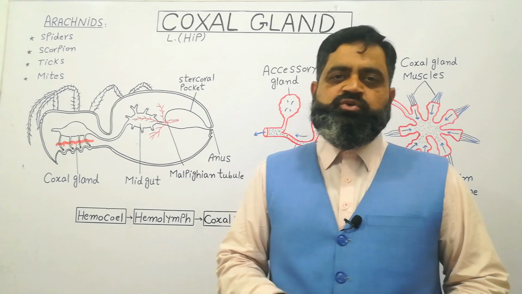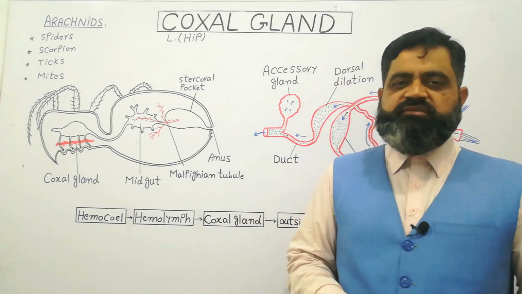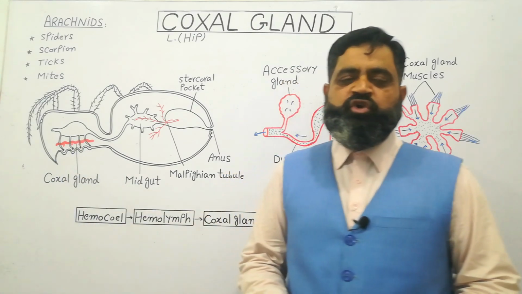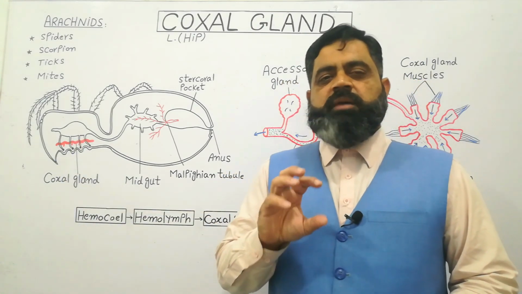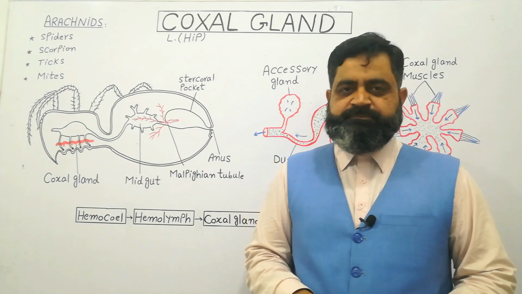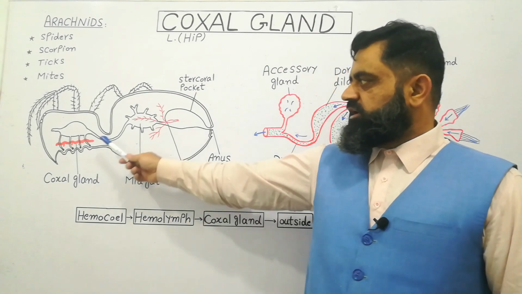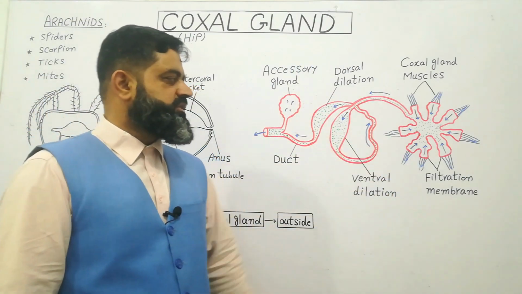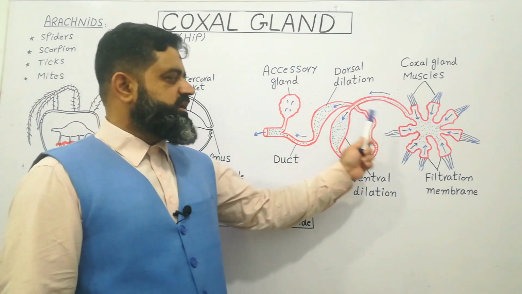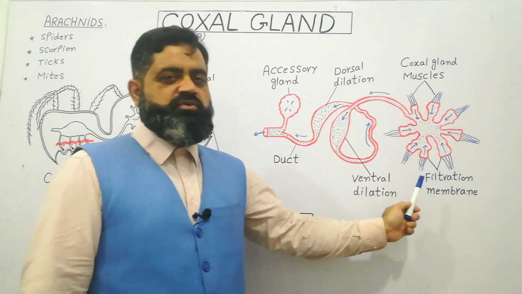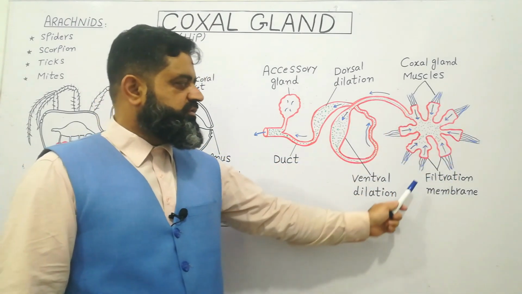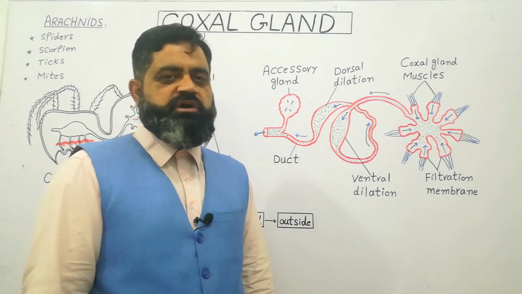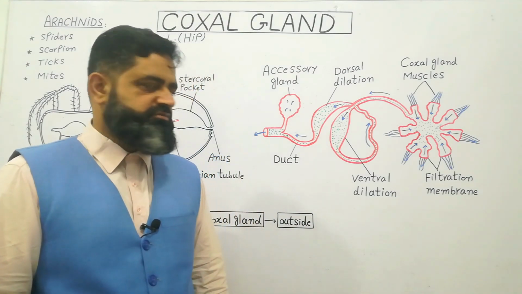But in addition to Malpighian tubules, they also have another gland which is known as the coxal gland, which is located in the thoracic region near the appendages, which are legs. I have taken out one coxal gland right over here and drawn a diagram for you. This coxal gland consists of a part which is known as the sacculus, which consists of filtration membranes. Filtration membranes are very thin and help to absorb the nitrogenous waste material from the hemolymph.